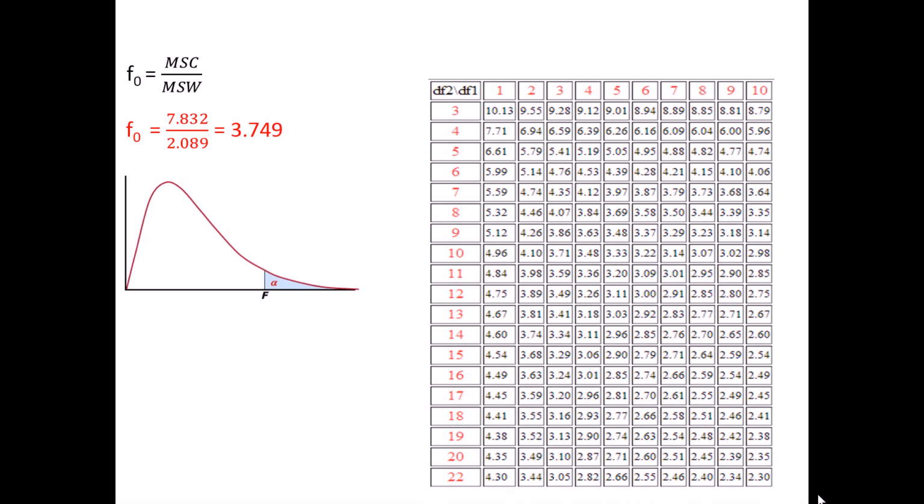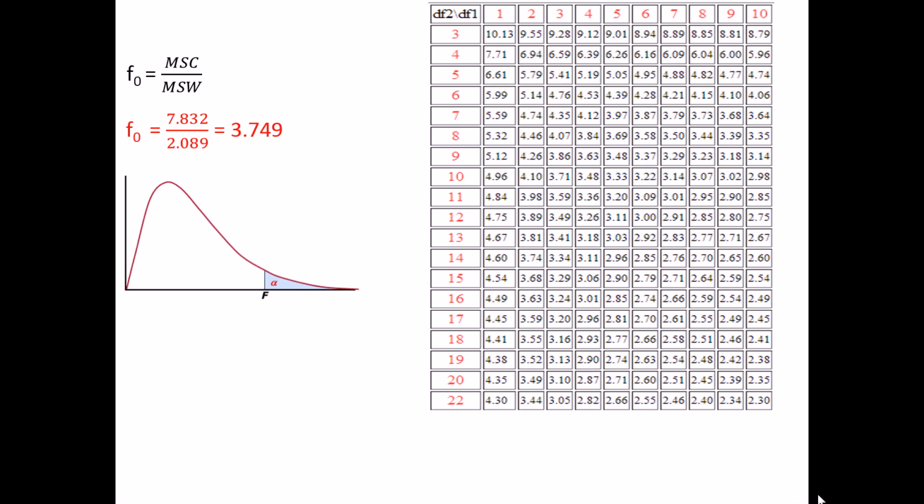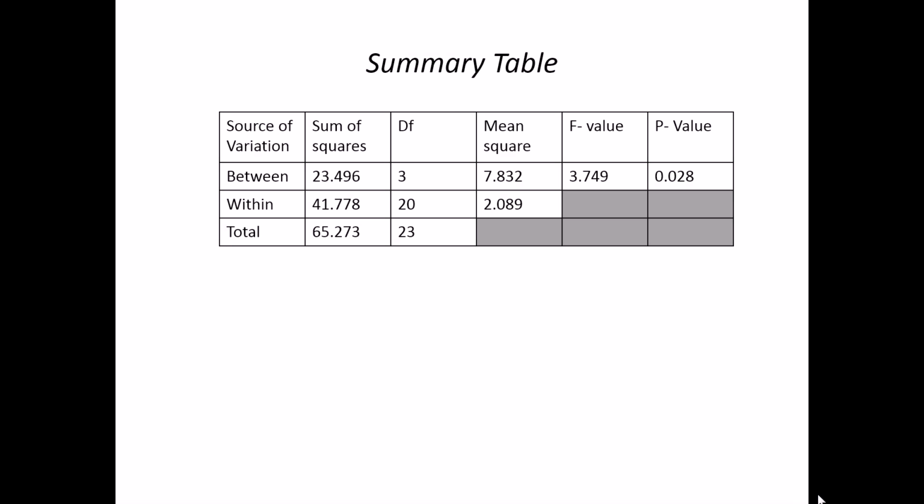So now we calculate the F0. Now it's time to calculate F critical values. We find the F critical values from the table. For alpha equal to 0.05, the F critical value is found to be 3.10. Here you can see that the calculated F value lies in the rejection region as the calculated F value is greater than the F critical value.